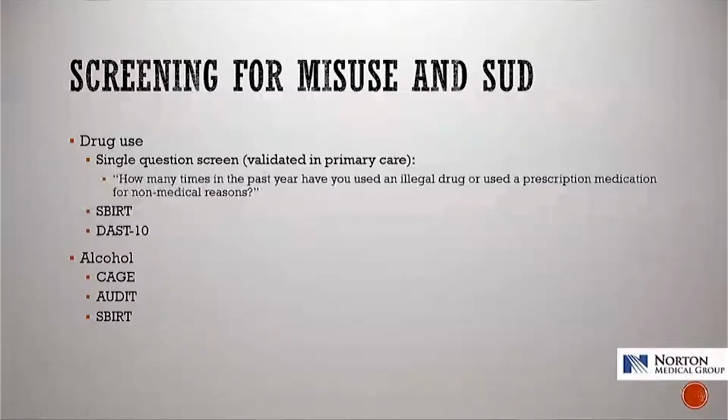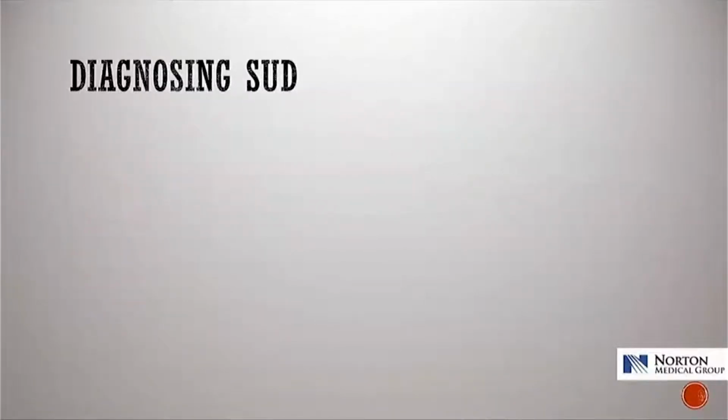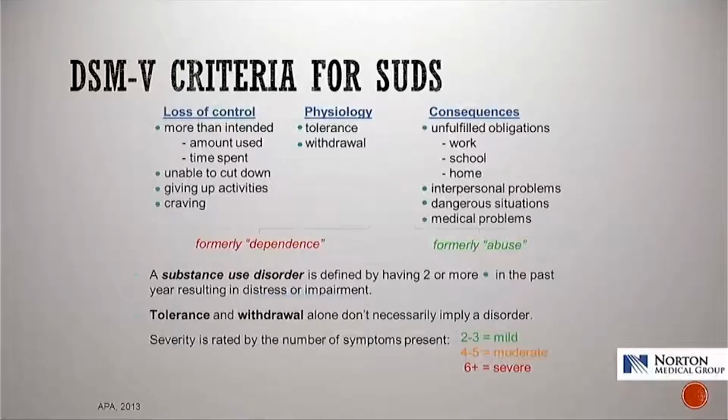So I want to go briefly into diagnosing substance use disorder, because I think it's important for people to understand not just the screening parts of things, but how do you actually diagnose something? How do you actually diagnose substance use disorder? And this has changed recently. We used to go by the DSM-IV criteria for substance use disorder diagnoses, but that changed in 2013 to the DSM-5.